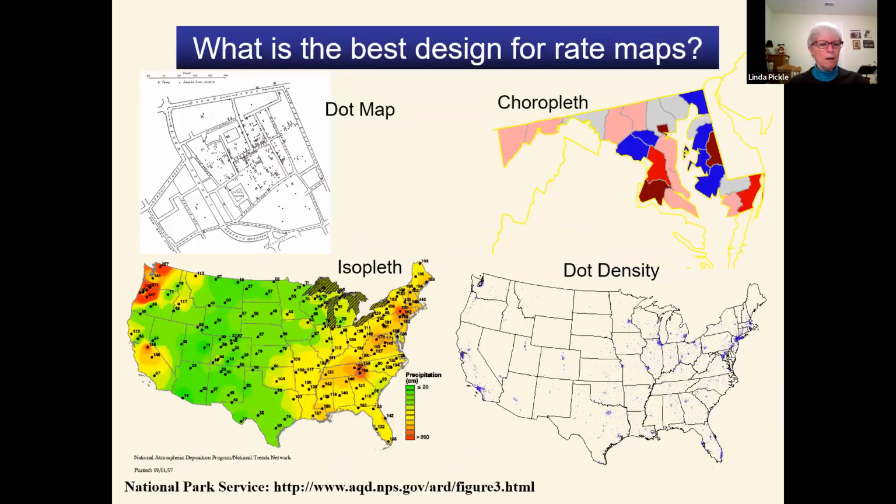First thing we looked at was the basic type of map to use. The map in the upper left might look familiar to some of you. This is John Snow's cholera map from 1854 in London. Each dot represents one cholera case, and it's plotted at the residential address of the case. Below that, we have an isopleth map. And to create an isopleth map, there's an algorithm that tries to draw smooth lines around similarly valued places.